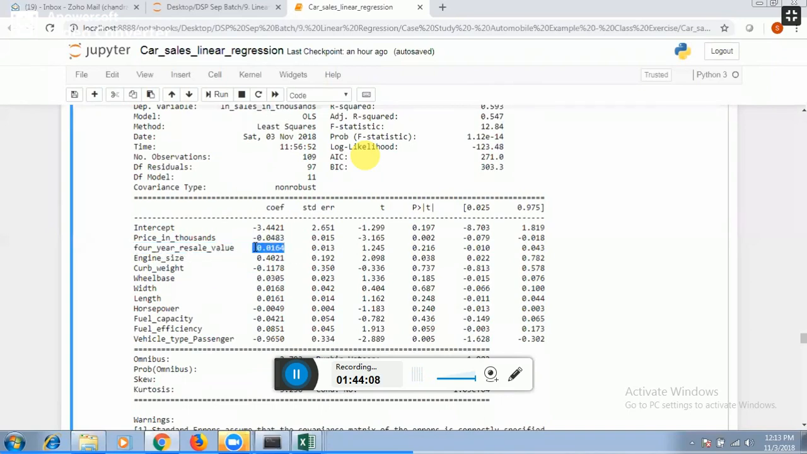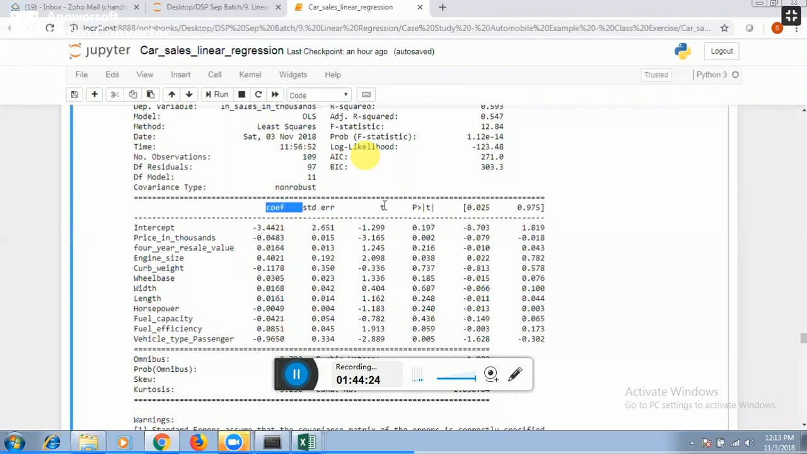Correct? Yes or no? Obviously, because beta 1, beta 2, beta 3, all of them are different, right? So these are my beta 1, beta 2, beta 3, beta n. Okay, now you have the coefficients.